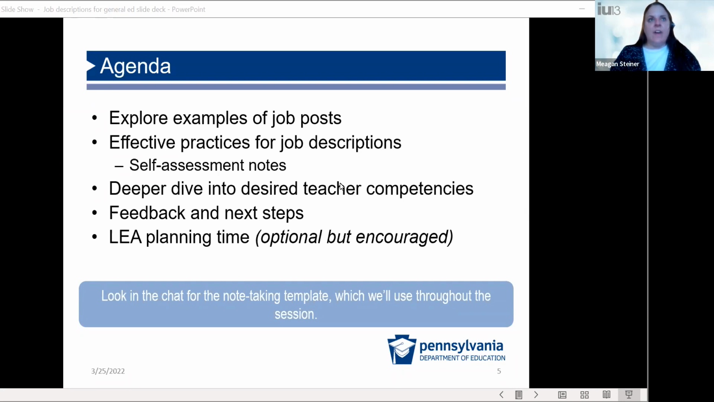The next half hour, folks who are participating with one or more colleagues from your LEA will have a breakout room in which to use this note-taking template in the next step section to do some planning and discussion. Those who are participating and you are the only one from your LEA, there will also be the opportunity for you to reflect, interact, and plan in the main room.